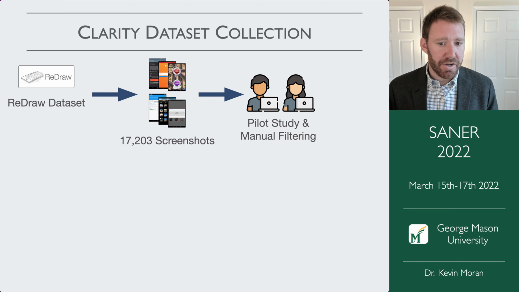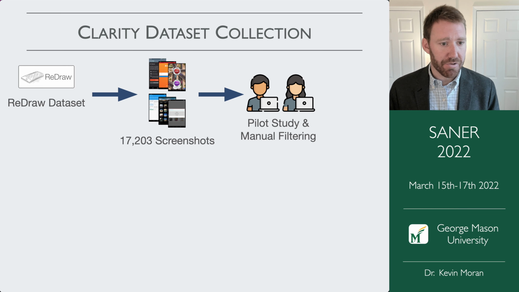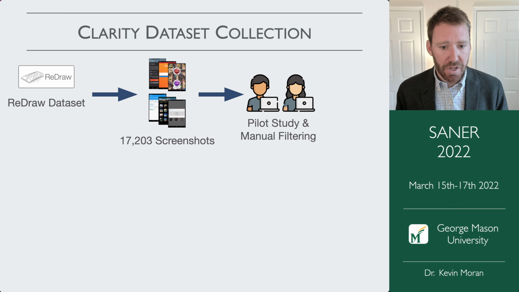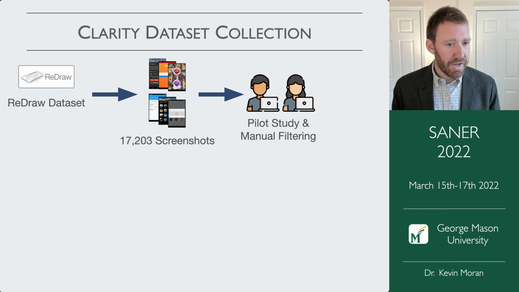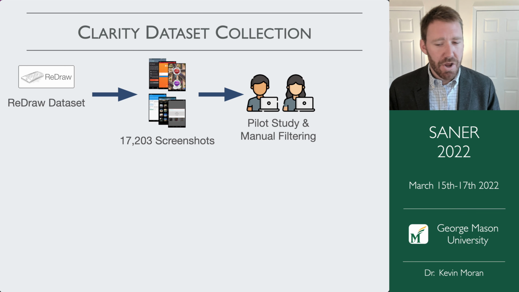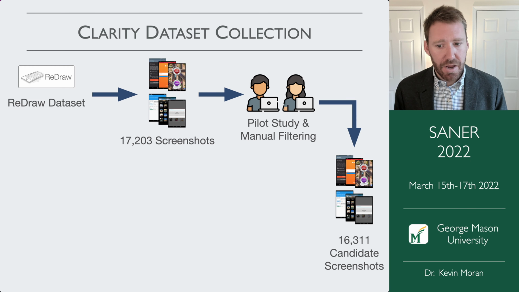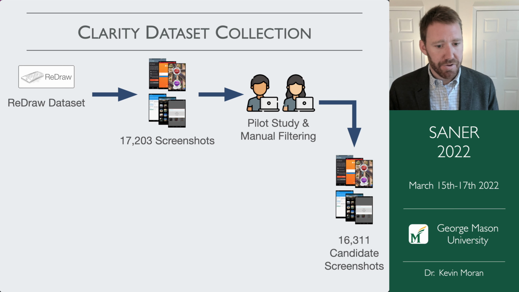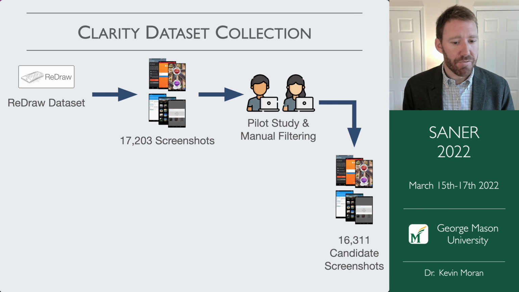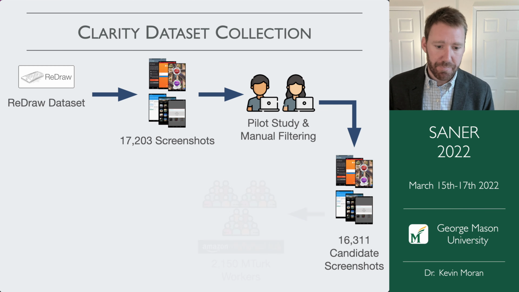Then we did a pilot study to see what some of the challenges might be in actually labeling these with natural language descriptions of their functionality. During this pilot study, we found that there were many screens that either didn't really display anything, were blank or didn't have a lot of functionality, or had some overlays or things that might have confused our image captioning models. So we did a manual filtering and looked at every single one of the 17,203 screenshots, and we filtered out all of those that weren't displaying some reasonable form of functionality. This left us with 16,311 candidate screenshots.